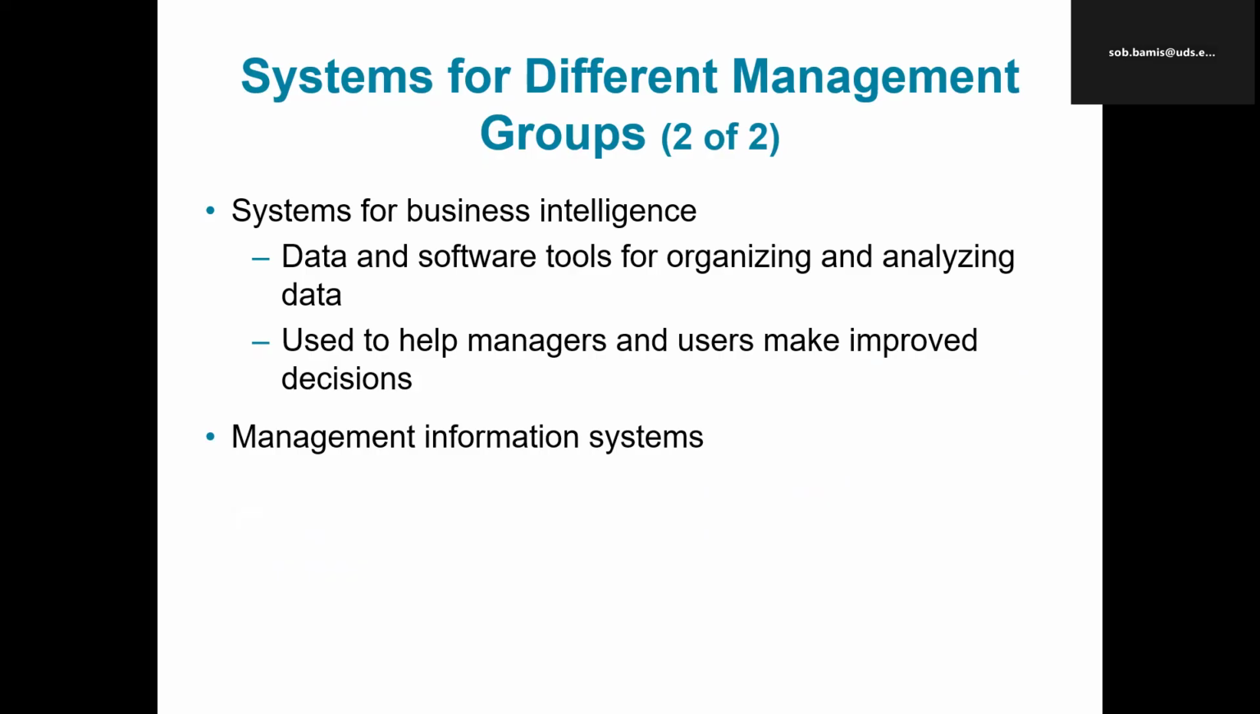So we also have systems for business intelligence. Systems that are designed specifically to provide some form of business intelligence to the operator. So with this one, usually top level management, those who are supposed to make decisions, use this component of information systems, right? Yes. So basically, there are systems or software tools that help you organize and analyze data, and it's used to help managers and users make improved decisions.